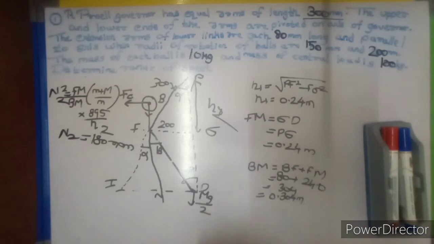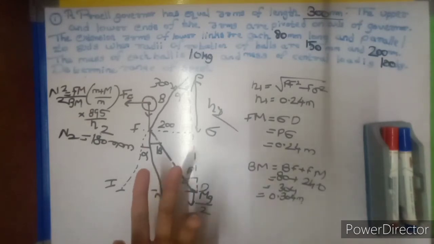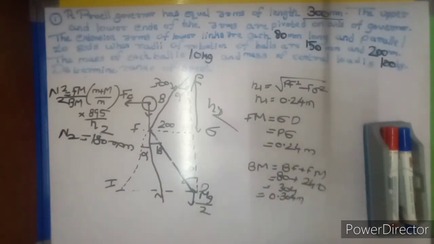So what is N2 minus N1? N1 was 170, N2 is 180. So the difference between them is 10. So this is the range of the speed of the governor which we have to find. So let's go with the second problem.